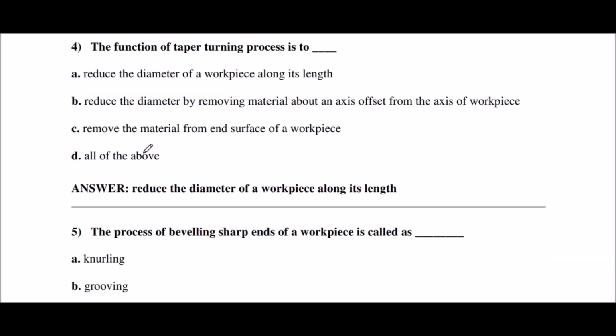Next question, the function of taper turning process is to option A, reduce the diameter of a workpiece along its length. Option B, reduce the diameter by removing material about an axis offset from the axis of workpiece. Option C, remove the material from end surface of a workpiece. Option D, all of the above. Right answer here is reduce the diameter of a workpiece along its length. Option A. The function of taper turning process is to reduce the diameter of a workpiece along its length.